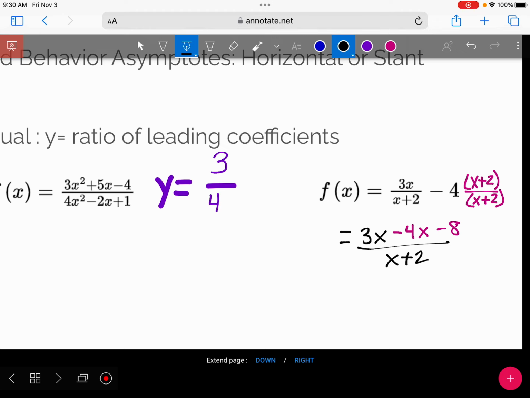So when f of x over here is in our P over Q form, I don't like that. I need a different color. I don't like them smushed together. Too close together. What do we have when we've combined this together? Yeah, negative 1x minus 8 over x plus 2.